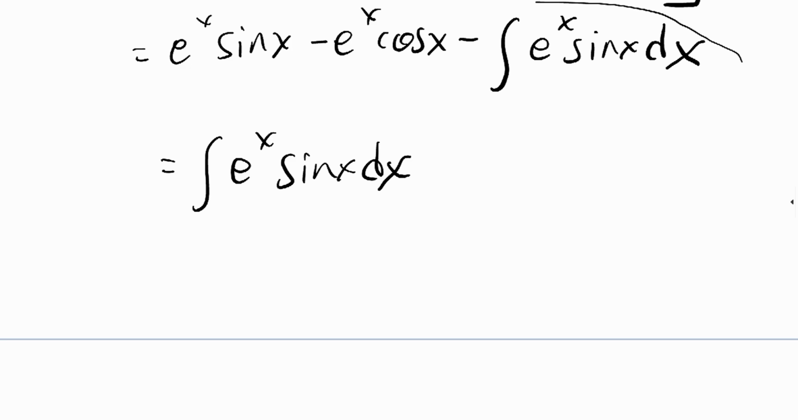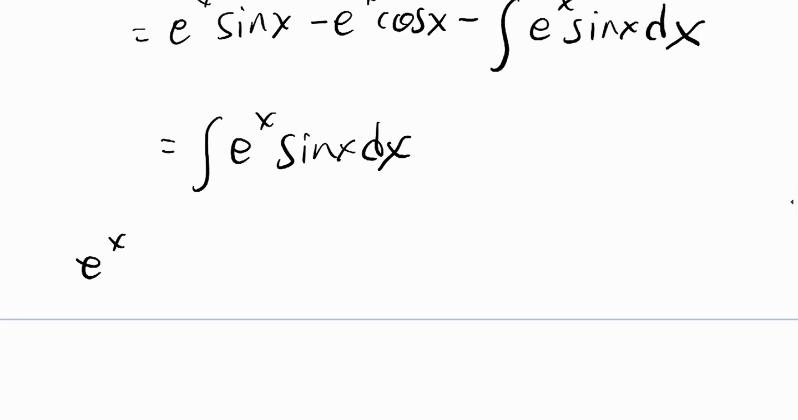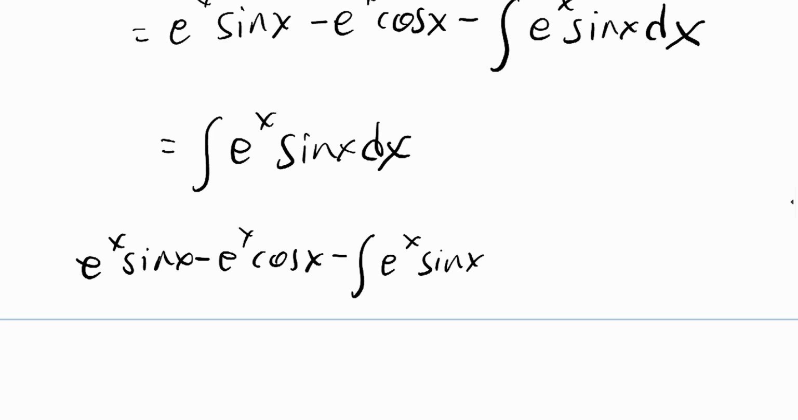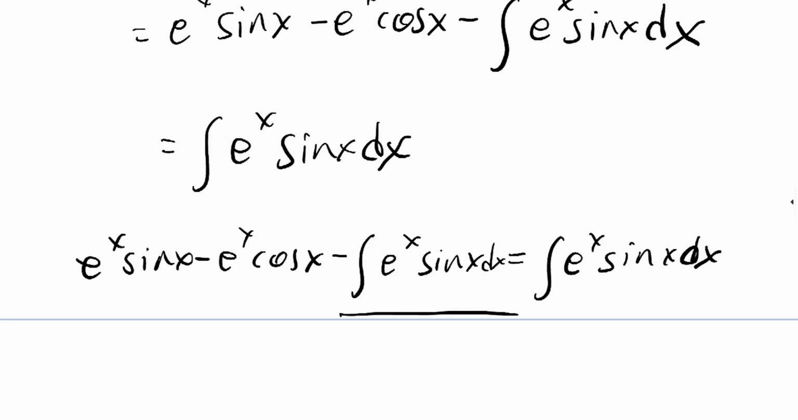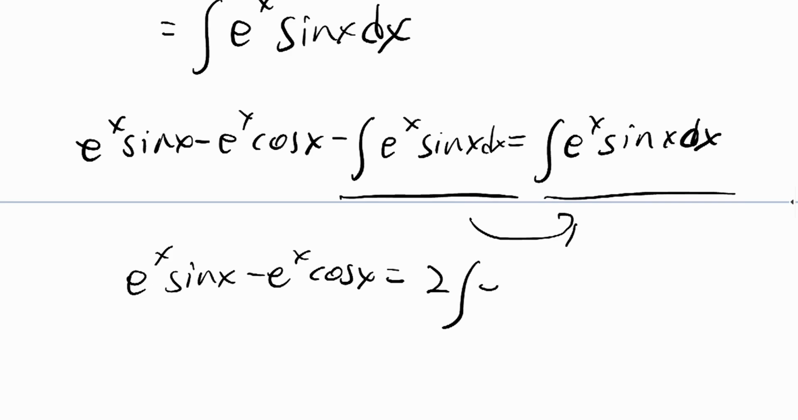Well, we can add. So I'm going to rewrite this in this way. We're going to have e to the x sine x minus e to the x cosine x minus the integral of e to the x sine x dx is equal to the integral of e to the x sine x dx. We can add this to this side, so we're going to get e to the x sine x minus e to the x cosine x is equal to 2, because these are both the same thing, 2 times the integral of e to the x sine x dx.